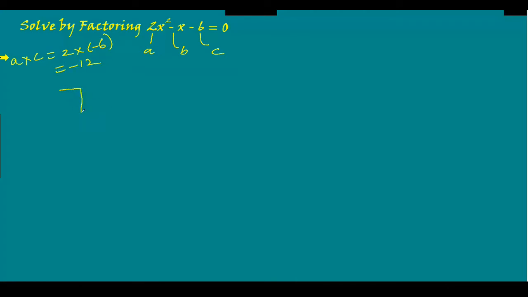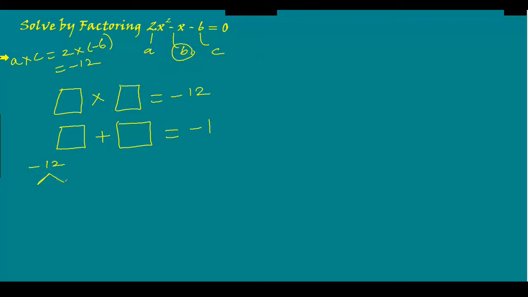So now I need to find the two numbers whose product is negative 12 and whose sum is, what is the coefficient of B? Negative 1. B value is negative 1, isn't it? Now, try finding the factors of negative 12 whose sum is negative 1.